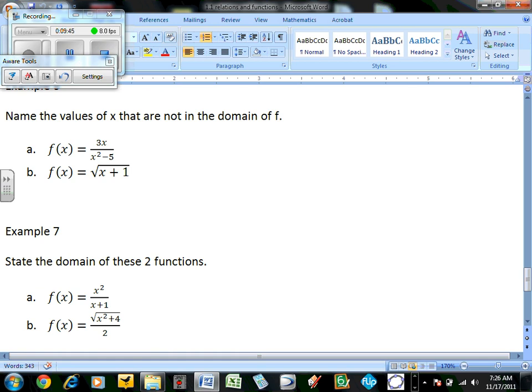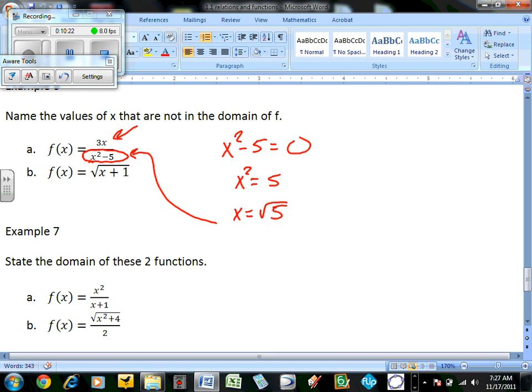So they're asking to name the values of x that are not in the domain of f. All right? So there might be a value that we can't have in our domain. So this might be all real numbers except one value or two values or three values, whatever. But what we know is we can't divide by 0, so we know that we can't have 0 in the denominator. So x squared minus 5 cannot be 0. If we add 5, x squared equals 5. And take the square root, so x equals the square root of 5. If we plug the square root of 5 in for x, we would get 0 on the denominator.